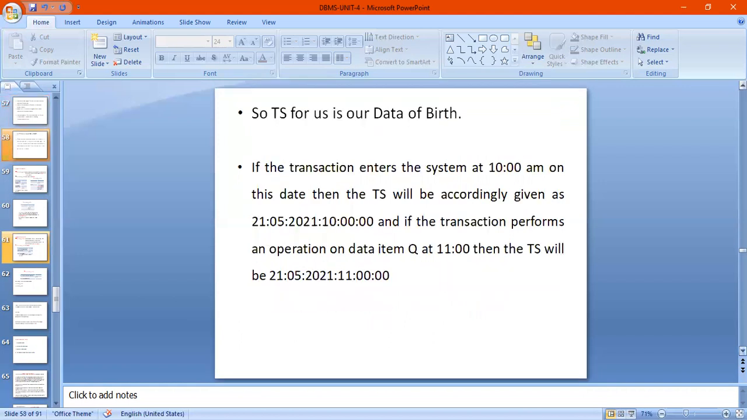A timestamp for us is like our date of birth. If the transaction enters the system at 10 o'clock on the date, then the timestamp will be given as 21-05-2021 10:00:00, that is, seconds, minutes, hours, day, month and year. And if the transaction performs the operation on data item Q at 11, then the timestamp will be 21-05-2021 11:00:00.